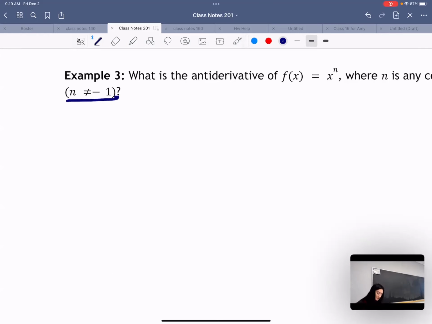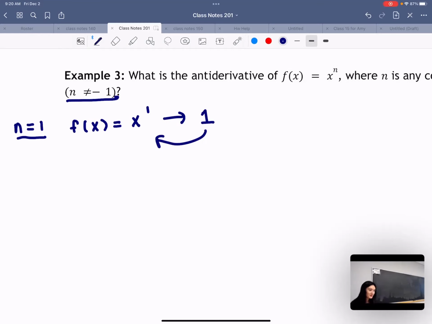All right, let's make n equal 1. If n equals 1, we want to find the antiderivative of x to the first power. Well, what do you think a function is whose derivative is x to the first power? Well, if the answer is 1, is the derivative of 1 x to the first power? What's the derivative of 1? 0, right? So the derivative of 1 is definitely not x to the first power.